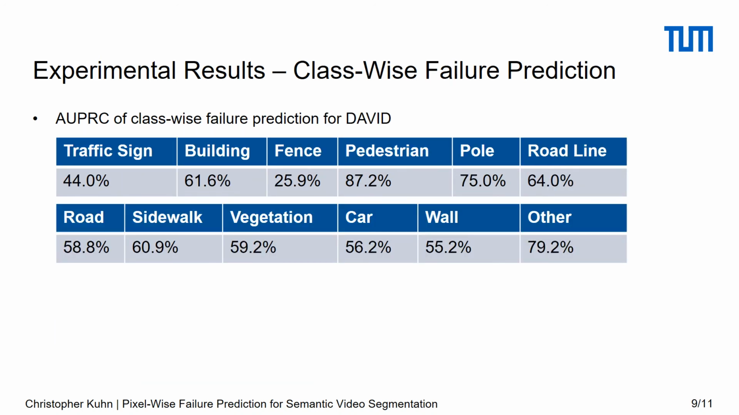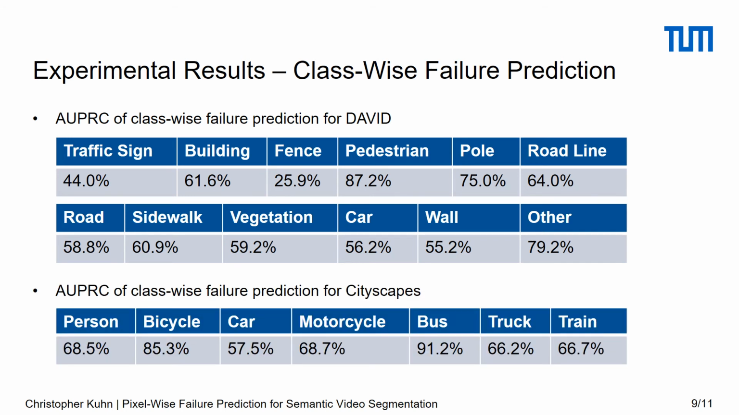To better understand the failure prediction performance of the proposed approach, let's now look at some class-wise results of the proposed approach. For the DAVID dataset, we can see that the best performance occurs for the pedestrian class, which contains both people and bicycles with people on them. Less dynamic classes such as fence or wall are predicted the worst, which shows that the temporal information does not yield much additional information here, since those classes do not move. The same holds for Cityscapes.